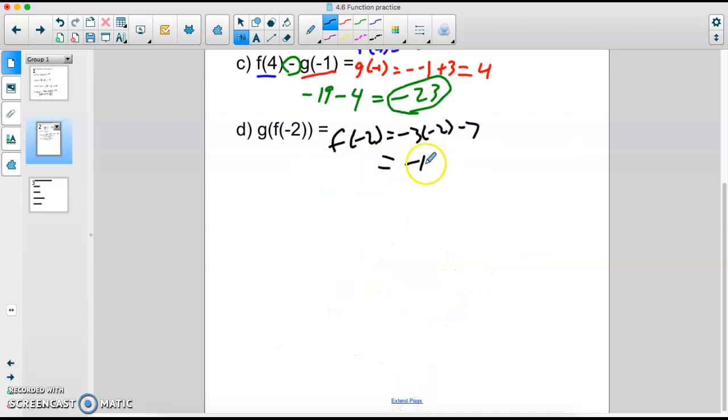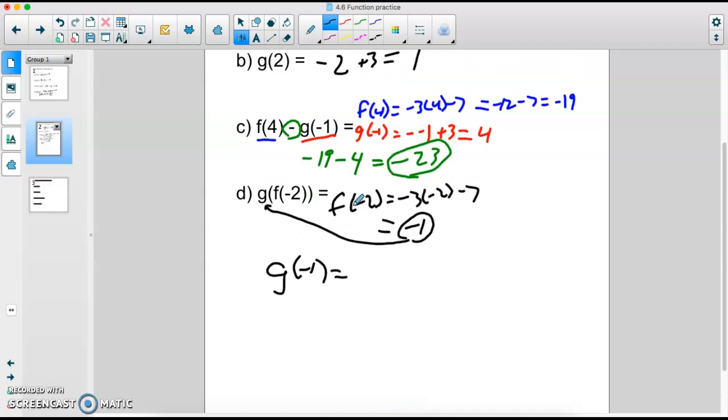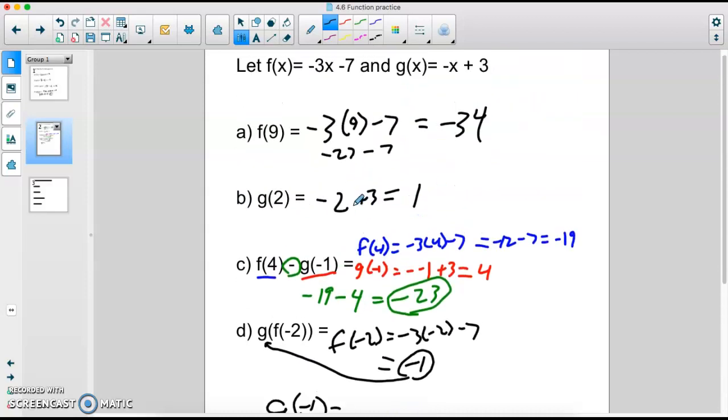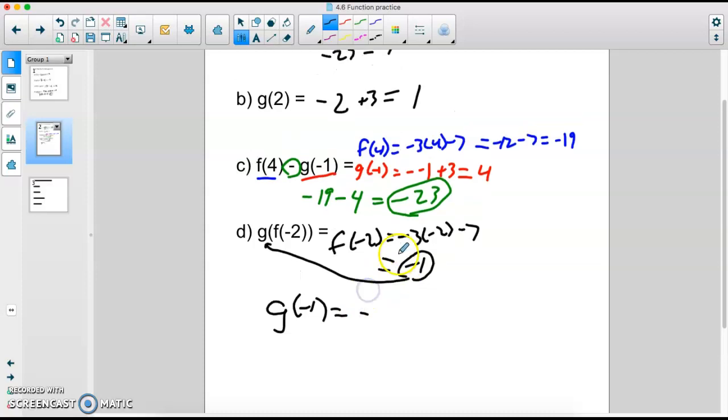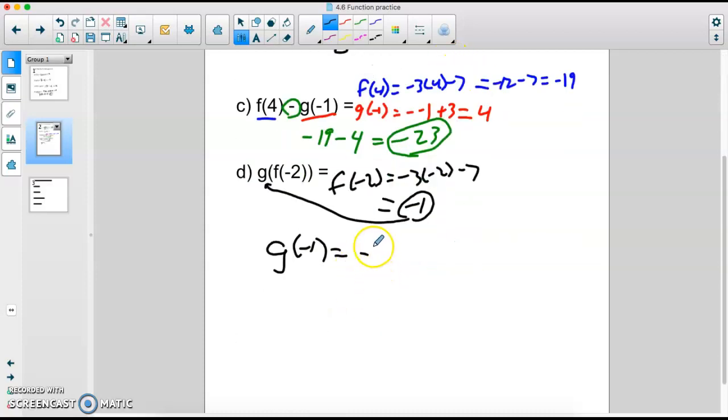Okay, then we're going to take that negative 1 answer and plug it into the g function. So whatever we get for f, we plug it into the g function. So g of negative 1 equals negative, and then our x is negative 1, right? So negative negative 1 plus 3. So this becomes positive, and lo and behold, we get 4. And we already essentially did that g of negative 1 up here. But that's how we do the composition functions.